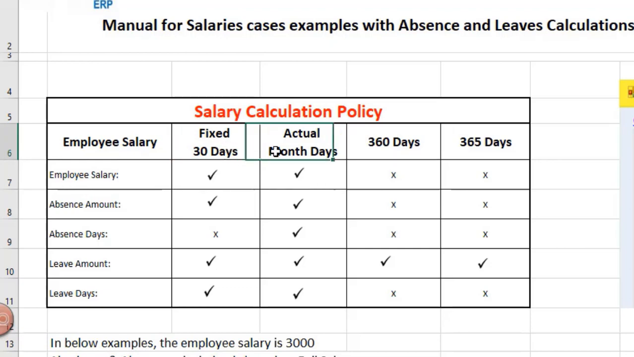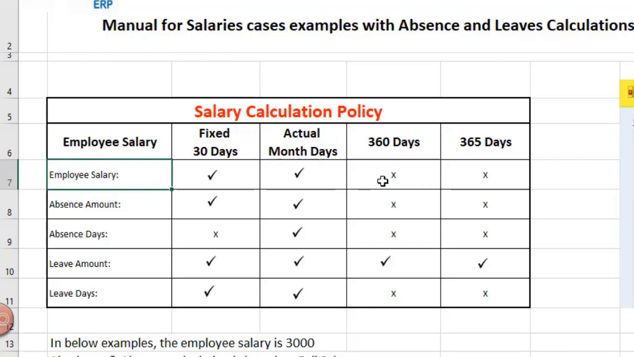Now, what the actual month days means is actually the opposite of this first column. It means that each month is different than the other. February contains different days than, let's say, March, May, April. Each month might contain a different number of days, and so the salary can be based on that. So the salary can be calculated differently based on different months in the year.